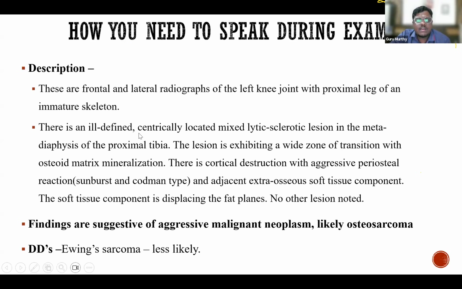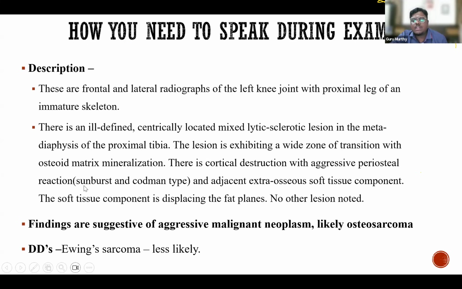So there is an ill-defined, centrally located mixed lytic sclerotic lesion in the metadiaphysis of the proximal tibia. The lesion exhibits a wide zone of transition with osteoid matrix mineralization. There is cortical destruction with aggressive periosteal reaction.